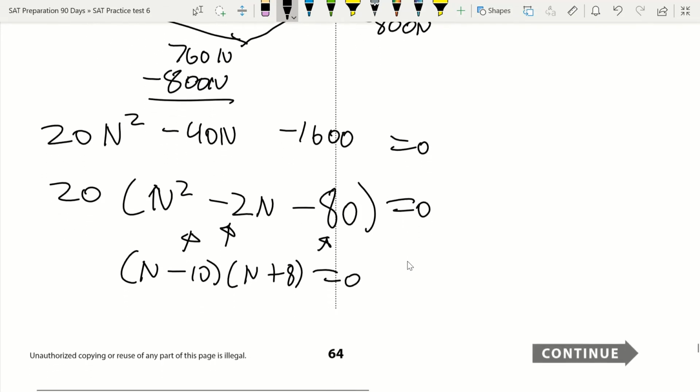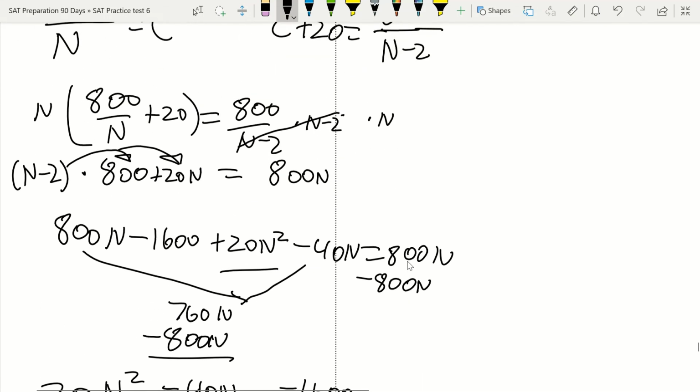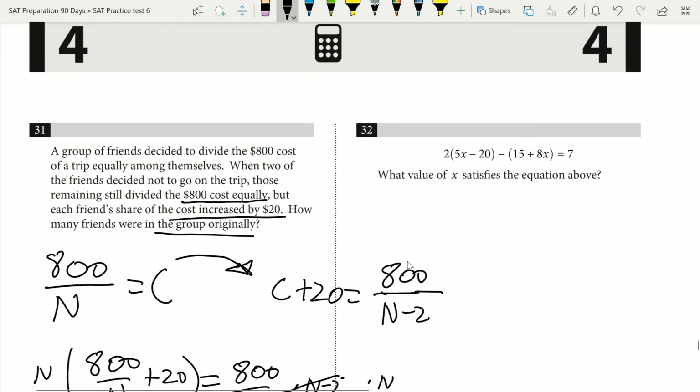Now keep in mind our number of friends has to be positive, therefore our original number of friends is going to have to be that 10 there, because we're going to flip that sign and get it positive. So our answer there is going to have to be 10. So that's for number 31.